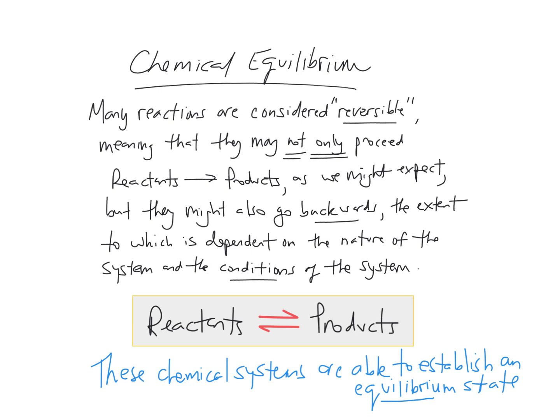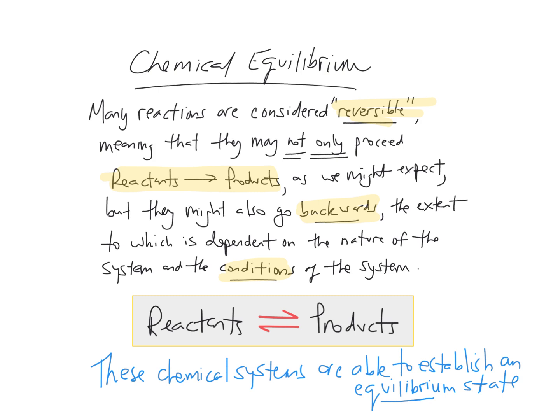All right, so first off, chemical equilibrium. What is this? Well, to understand what a chemical equilibrium is, we have to realize that there are reversible reactions. So many reactions are actually considered reversible, okay? And what that means is that they may not only proceed, as we might expect, from reactants to products, reactants turning into products, what we conventionally think of as happening in a chemical reaction, but they might also instead go backwards, okay? So the extent to which they go backwards is dependent on the nature of the system, meaning on the chemicals themselves, and on the conditions of the system, and so we'll examine this.